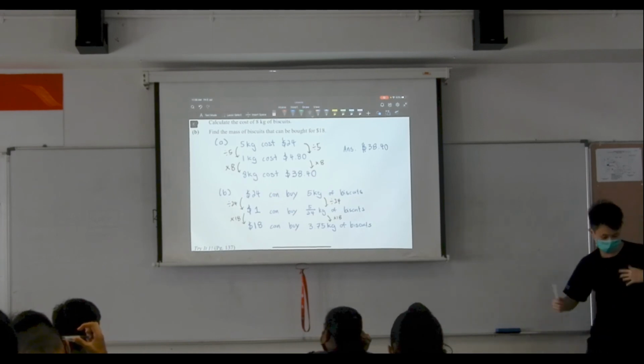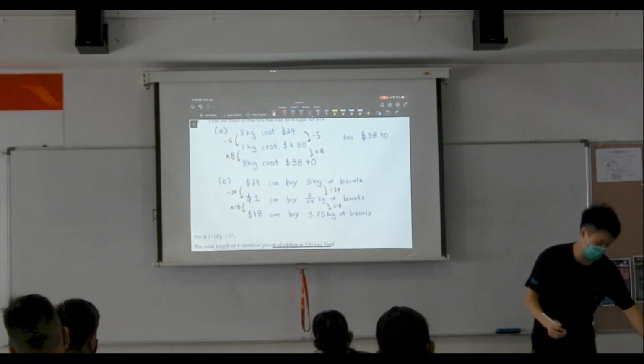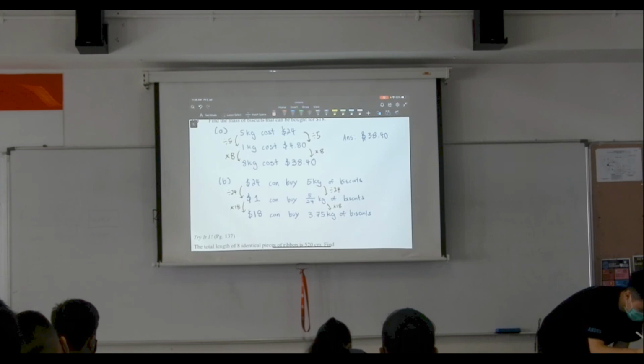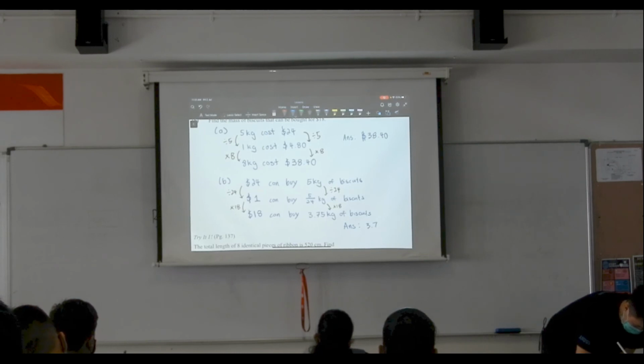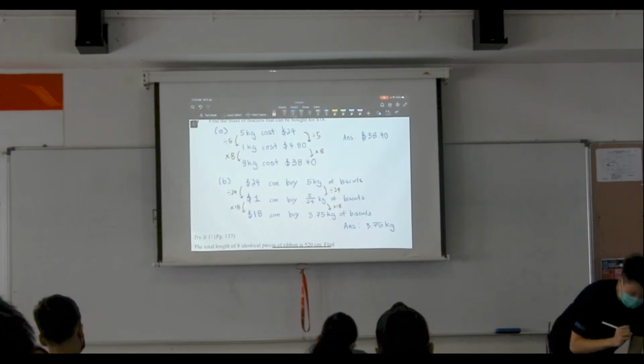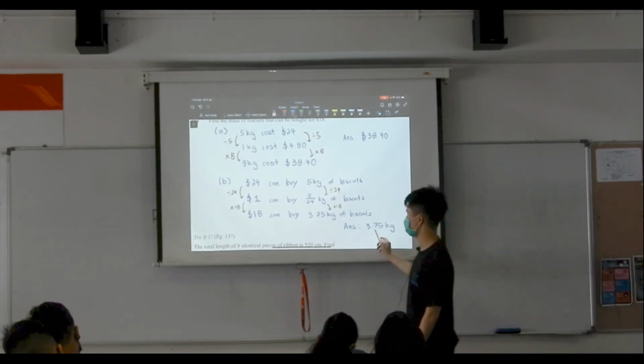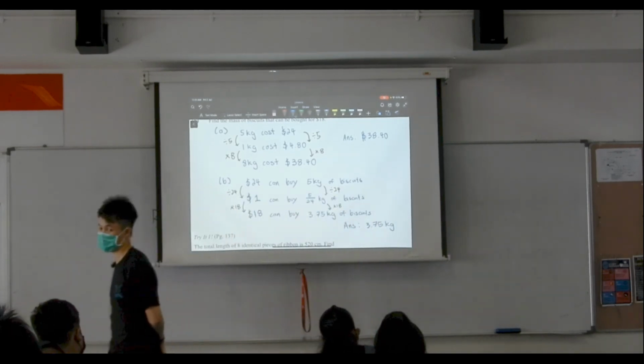So the answer is the mass is 3.75. If you wish to just write the answer, in the exam it's always like that, so let's stick to how the exam works. Don't need you all to write statements for now. So the answer is 3.75 kg.